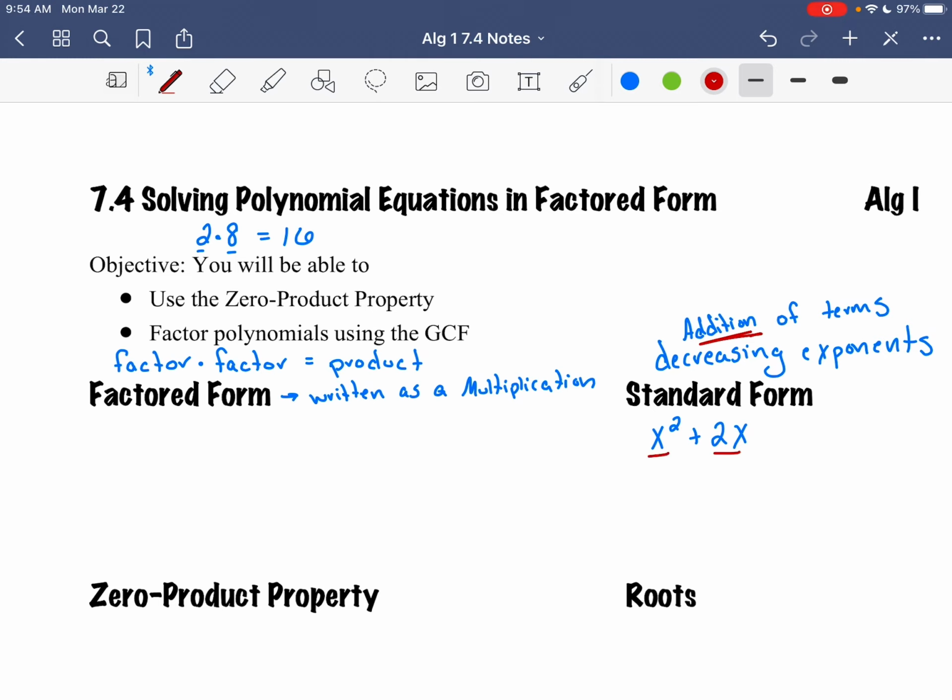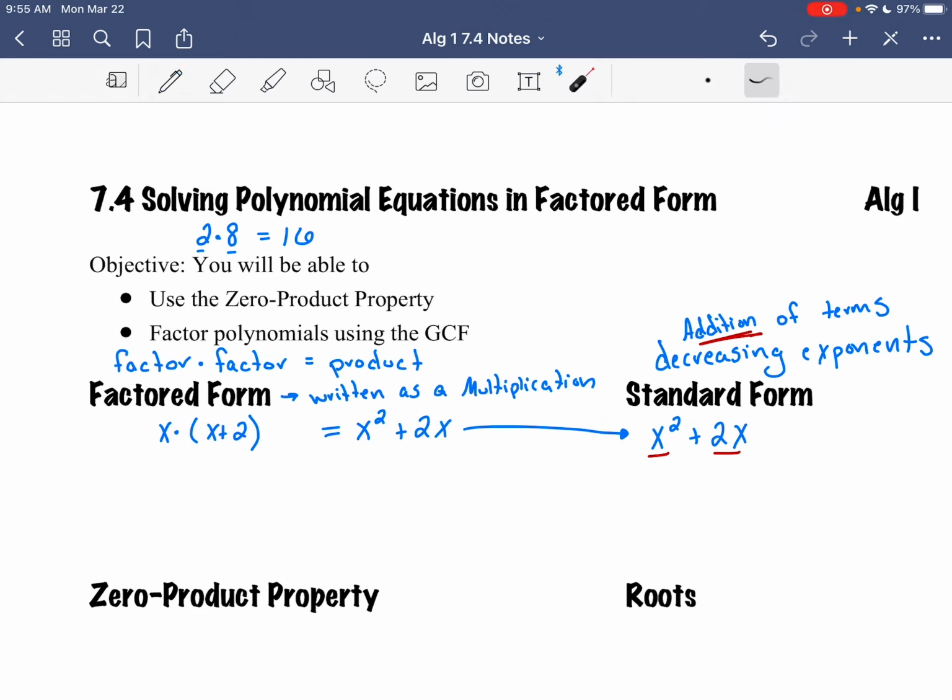Okay. In standard form here, again, we write it as the addition of terms. We're taking this term plus this term. In factored form, we want to write it as a multiplication of two things. And so I can rewrite this polynomial from standard form into factored form by writing it as x times x plus 2. Because if I multiply this x times x plus 2 in there, I end up getting x squared plus 2x if I distribute it in. I get back to the standard form.